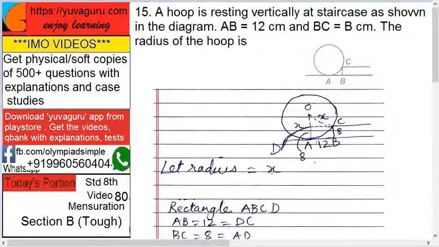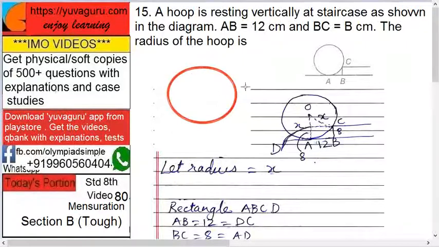Okay. Next, a hoop is resting vertically at a staircase as shown in the diagram. Now what is a hoop? This is the hoop. It's not circular, it's a cylindrical part actually. No, it's just a ring. No cylindrical, nothing. It's just a ring. Even I didn't know about it. So next, a hoop is resting on the staircase.